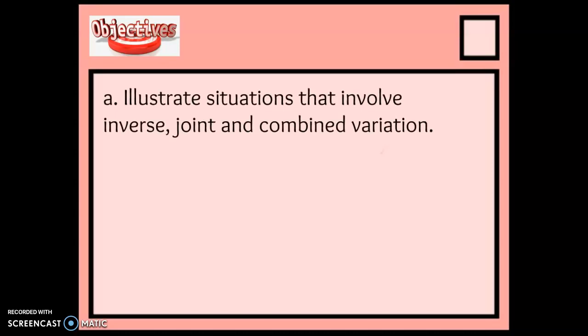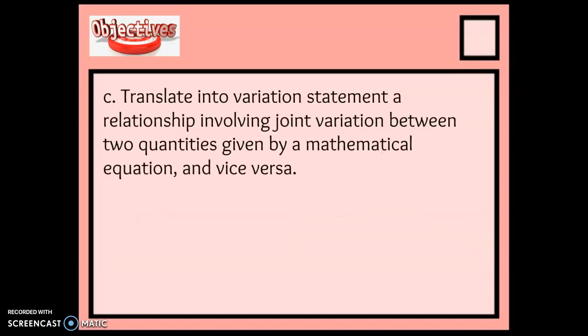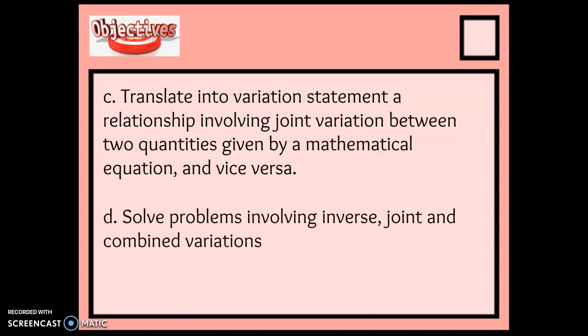So, unahin po muna natin ang ating objectives. So, first is illustrate situations that involve inverse, joint, and combined variation. Pangalawa, dapat ma-translate natin into variation statement ang relationships involving inverse variation between two quantities given by a table of values or mathematical equation, a graph, or vice versa. And then third, translate into variation statement the relationship involving the joint variation between two quantities given a mathematical equation and vice versa. And solve problems involving inverse, joint, and combined variation.